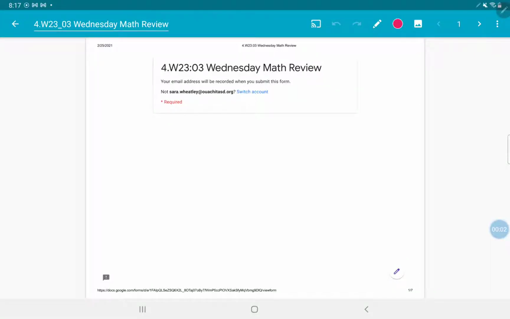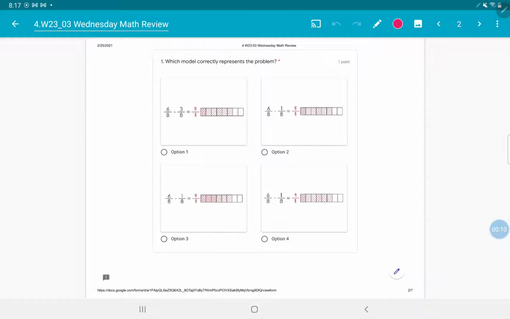All right, we're going to look at Wednesday's daily math first. Number 1 asks you which model correctly represents the problem. So you have some fractions. This time they're all subtracting fractions. And it wants to know which one has the correct answer and is modeled correctly.